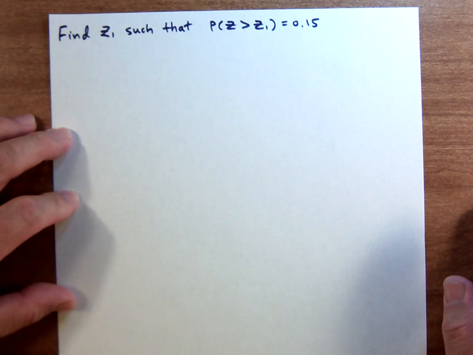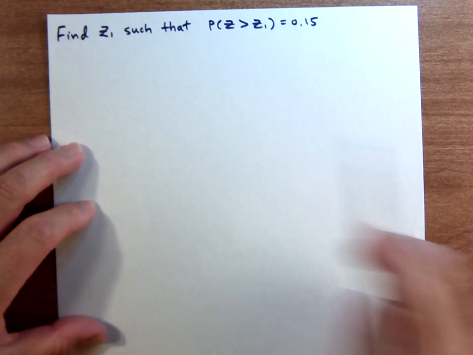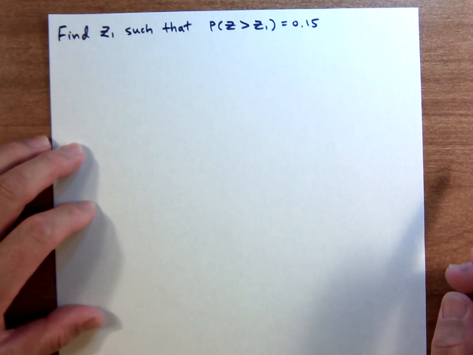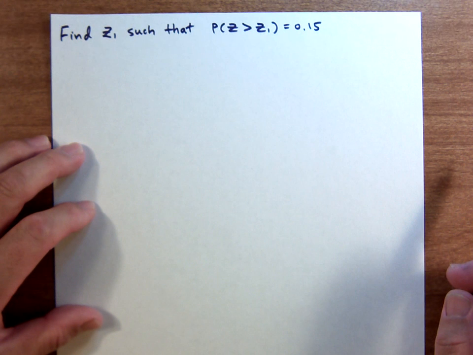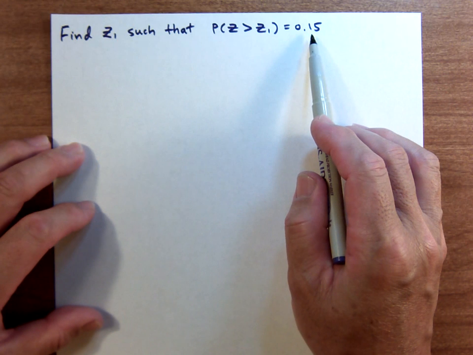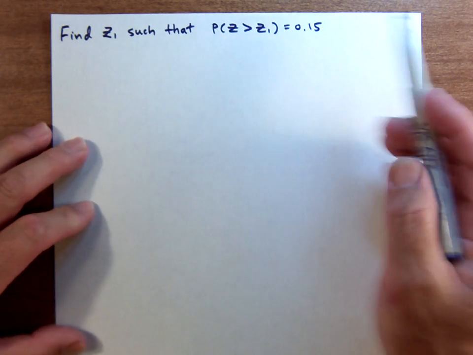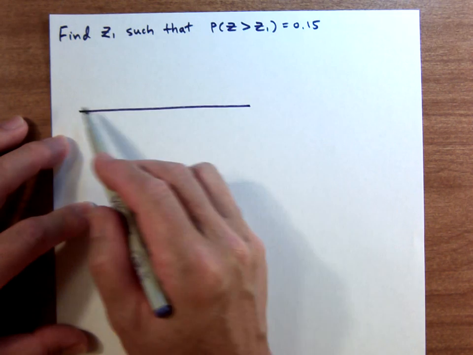Okay, in this video, I'm going to show you a technique of linear interpolation. Okay, let's begin. You see the problem in question. It seems a fairly typical question where you are given a percent or probability value of 15%, and you're asked to find a specific z value. Okay, let's draw a picture first.